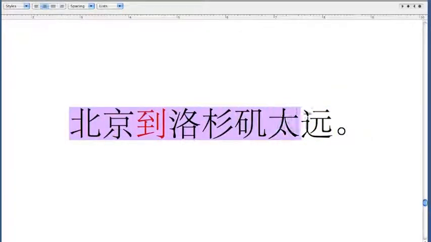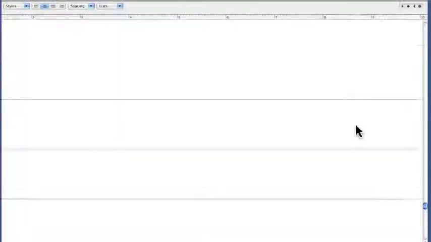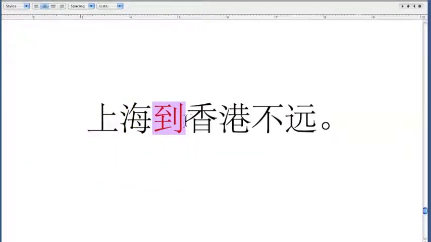北京到洛杉矶太远. If you want to emphasize it's too far. 北京到洛杉矶太远. And the yuan can be pulled out as sort of a whining tone. Yuan. 北京到洛杉矶太远. 上海到香港不远. Shanghai to Hong Kong is not far.